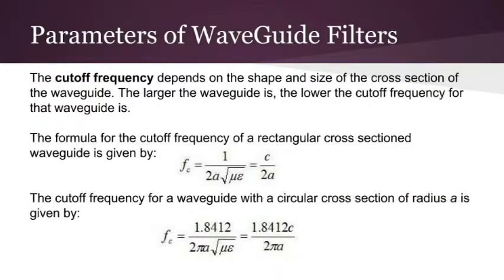The cutoff frequency, which is probably the most important parameter, depends on the shape and size of the cross-section of the waveguide, which can be rectangular or circular. The larger the waveguide is, the lower the cutoff frequency for the waveguide is. The formula for the cutoff frequency of a rectangular cross-sectioned waveguide is given by c, the speed of light within the waveguide, divided by 2 times the length of A. Note that the cutoff frequency is independent of the short length B of the waveguide. The cutoff frequency for a waveguide with a circular cross-section of radius A is given by c, the speed of light within the waveguide, divided by 2 pi times the radius of A.